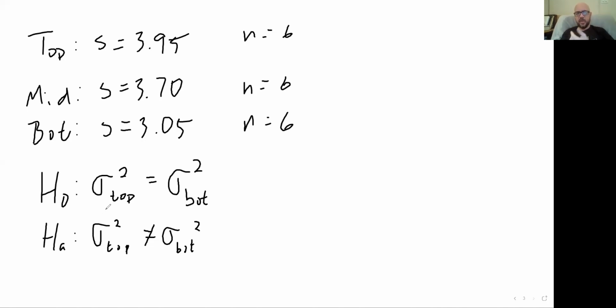So that means that we think that the population variance of the top shelf and the population variance of the bottom shelf are equal. Therefore, the population variance of the middle shelf is also equal. So we think that the population variances are all equal. And so that assumption is met. That one's totally fine.